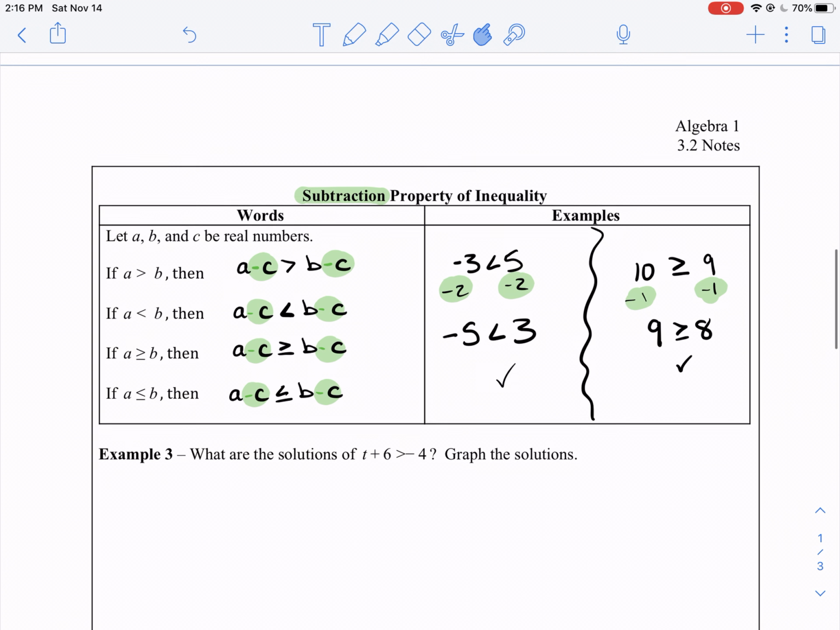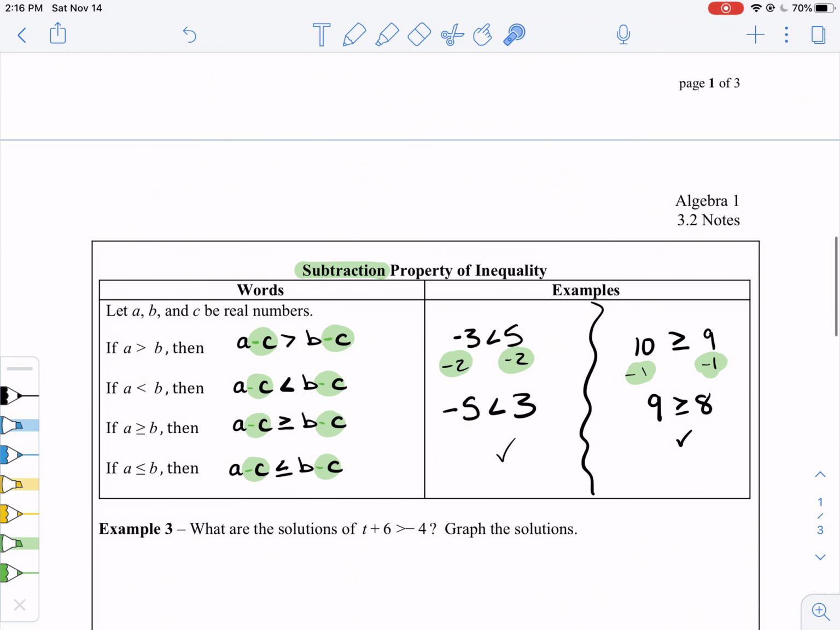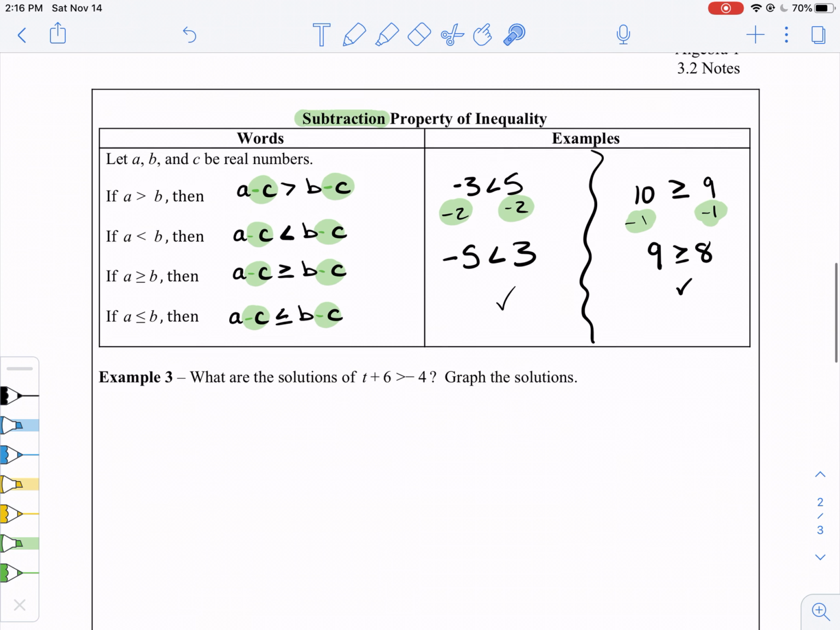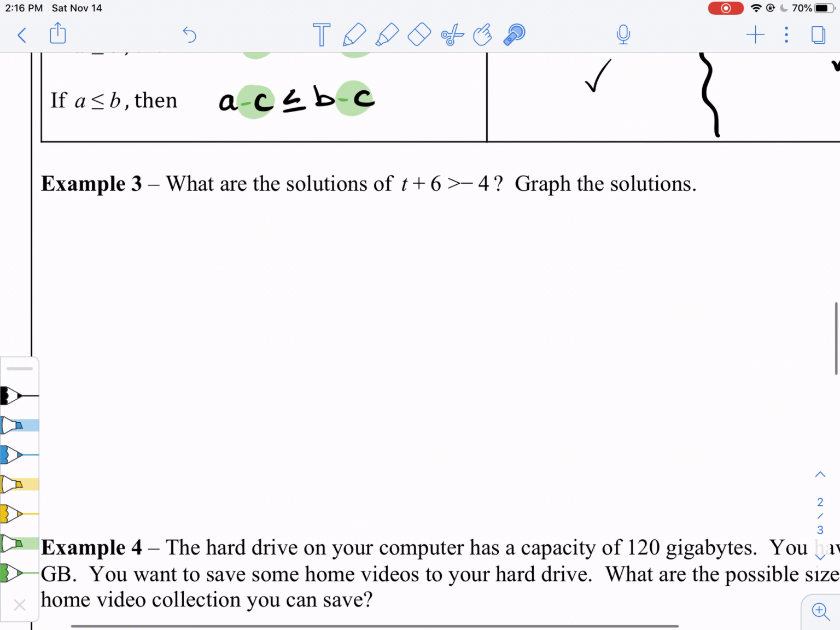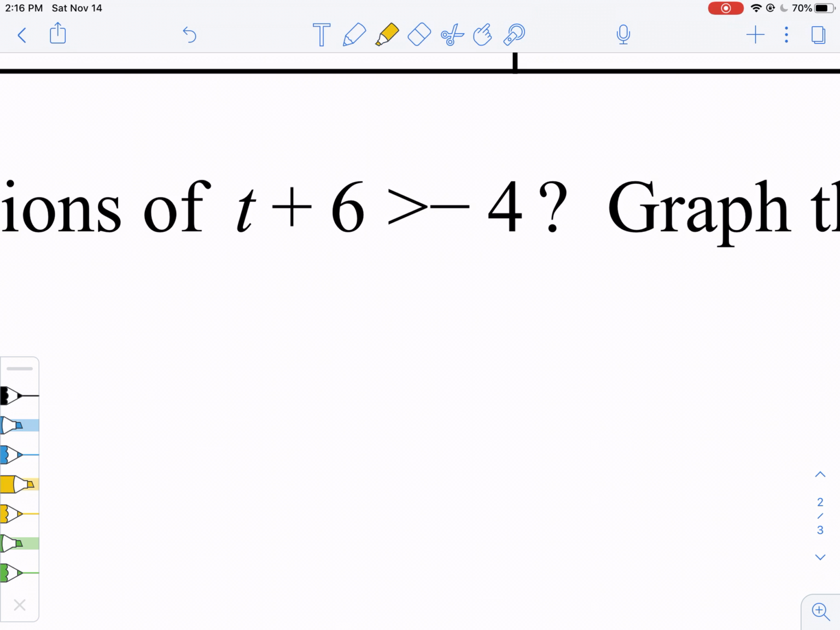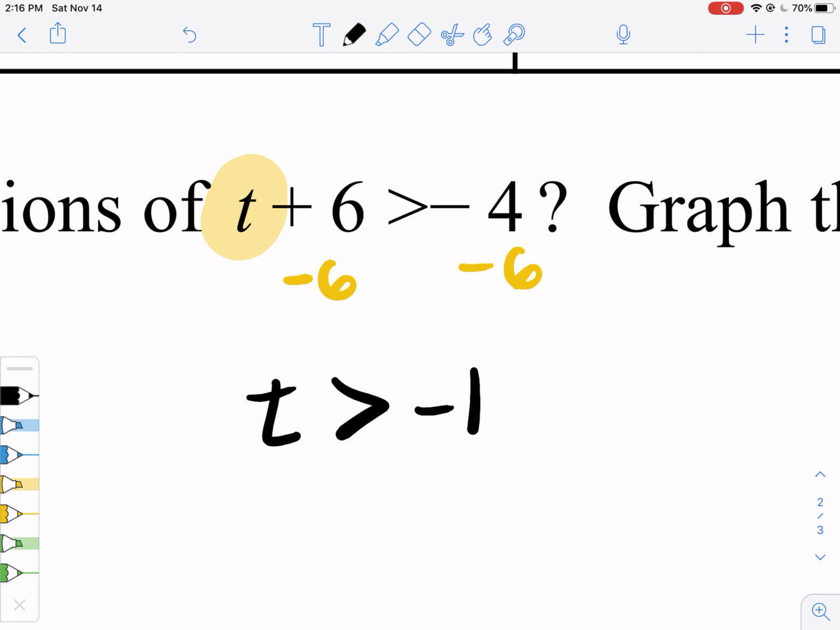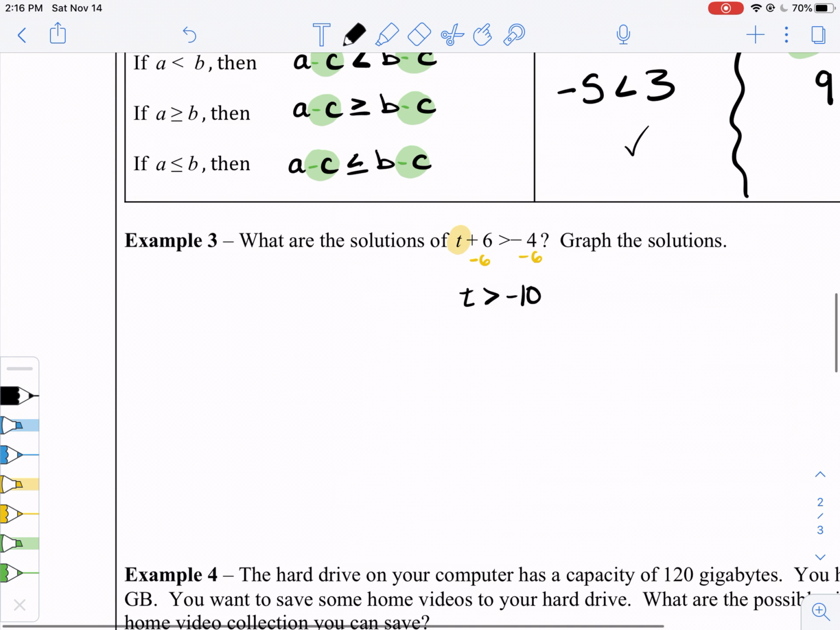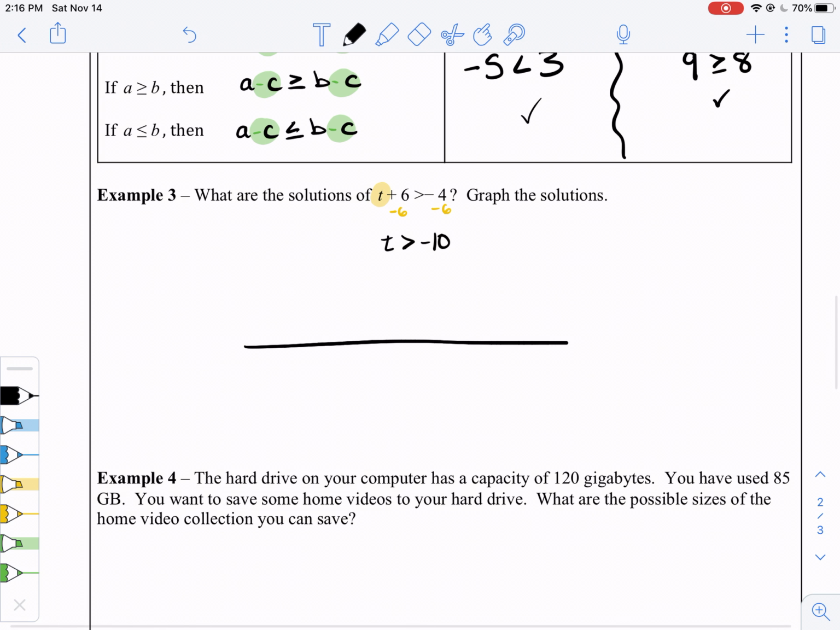We're going to use this tool to help us make equivalent, simpler inequalities. So here we want to get t all by itself. So to isolate t, let's undo what's happening by subtracting 6 from both sides. That'll give us t is greater than negative 10. And let's check our solution. And by check, I mean graph.